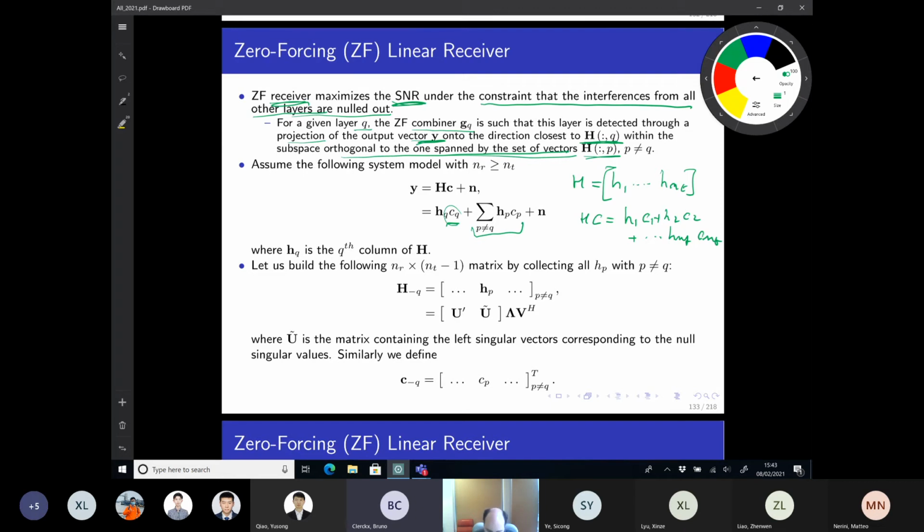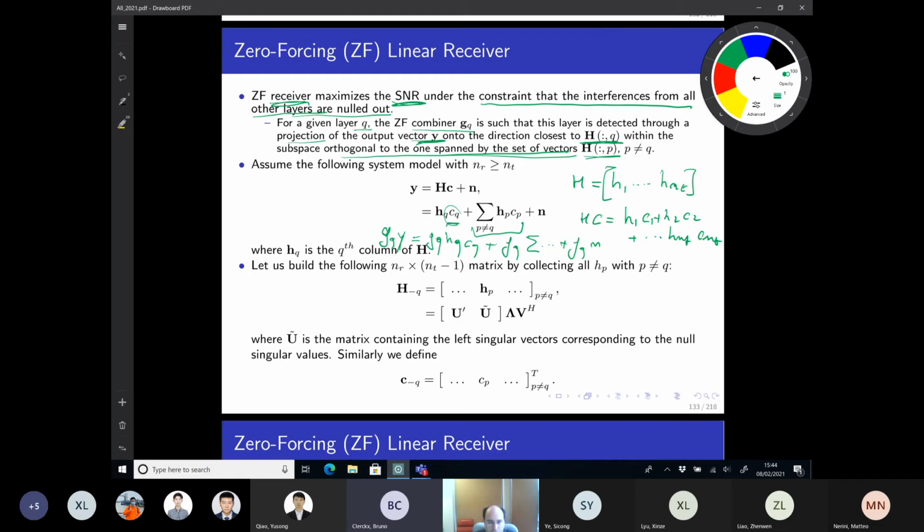Okay, so what can I do? What I want to do, I want to find a combiner. So I want to multiply Y here by a GQ, so that I have GQ HQ CQ, plus GQ multiplied by this sum, plus GQ N. I want to find a GQ so that GQ multiplied by this sum is equal to 0. I want to design GQ, the combiner here for stream Q, so that I force the interference to 0. This term has to be gone, right?